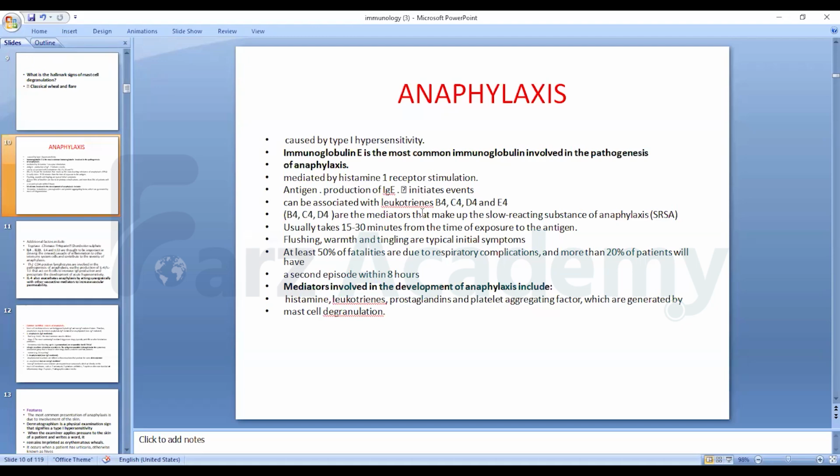So at least 50% of the fatalities are due to respiratory complications, and more than 20% will have a second episode within 8 hours. So the mediators involved in the development of anaphylaxis include histamines, leukotrienes, prostaglandins, and platelet activating factors, which are generated by mast cell degranulation.